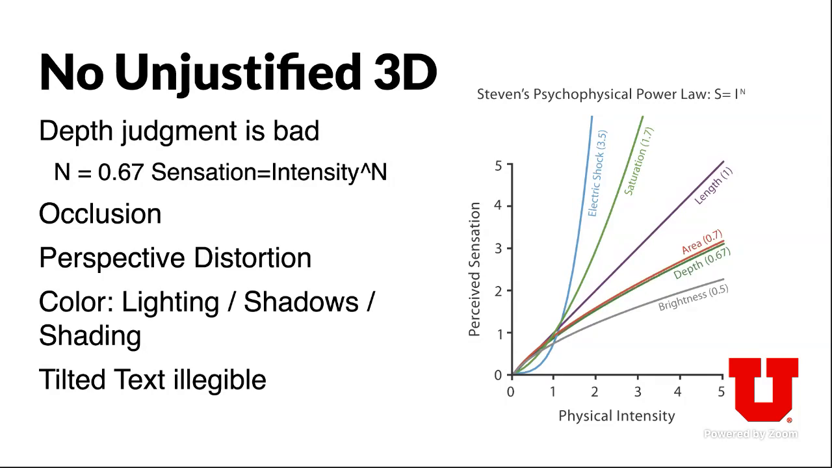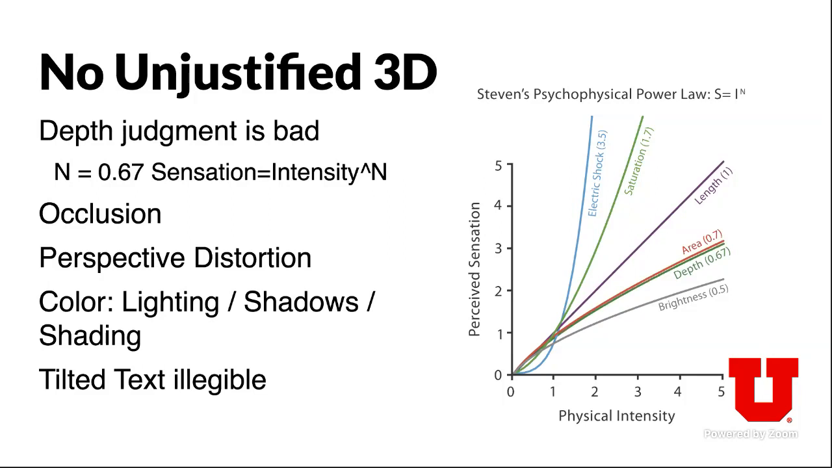But why is 3D difficult? Well, there's a couple of reasons. First, our depth judgment is bad. Remember the Stevens psychophysical power law, that we are very good at linearly correlating the physical intensity of a stimulus to the perceived sensation of the stimulus. We see that linearly, but depth we don't see linearly. We have an n of 0.67 where if we put this into this equation.